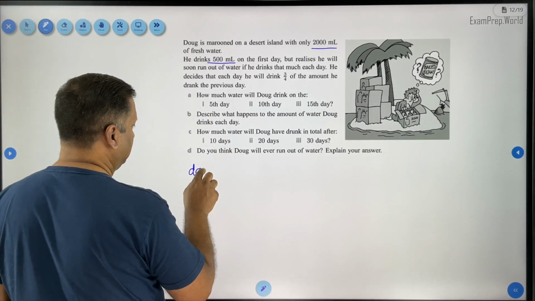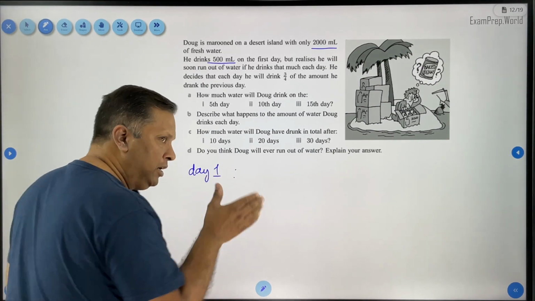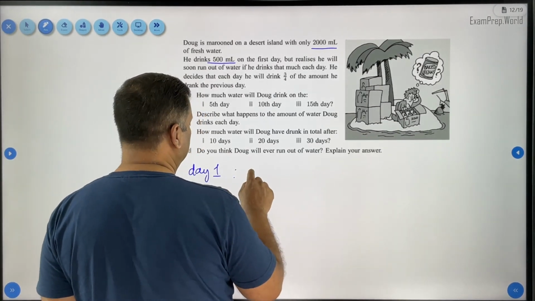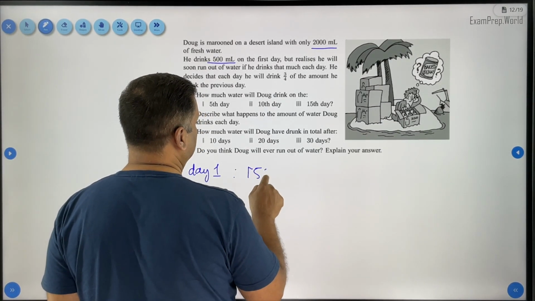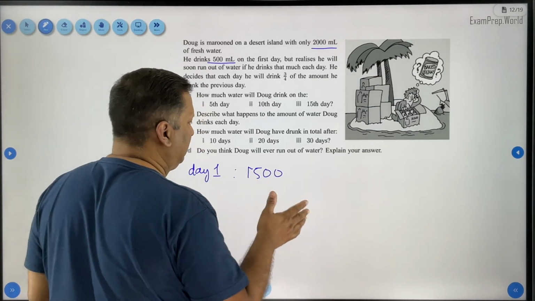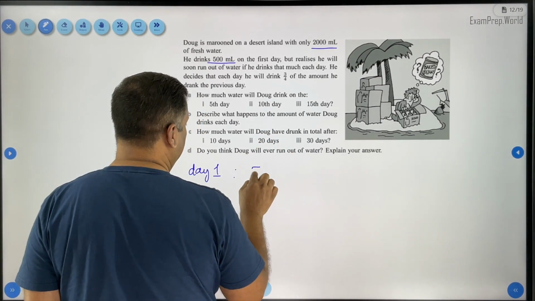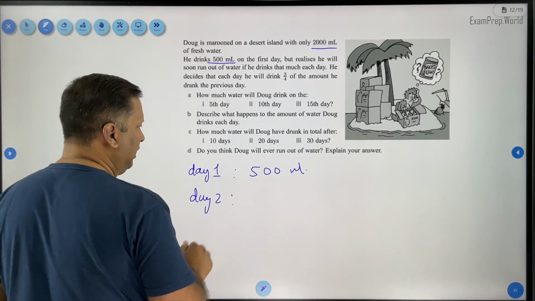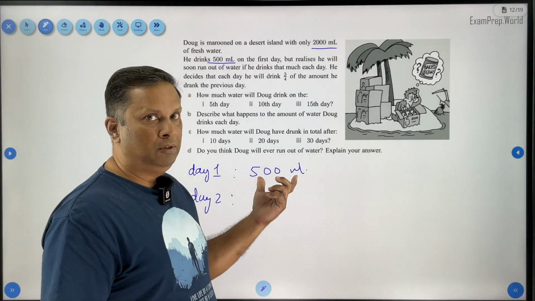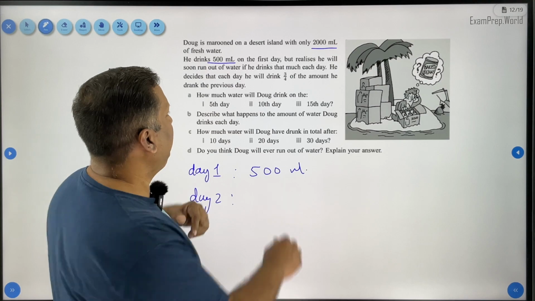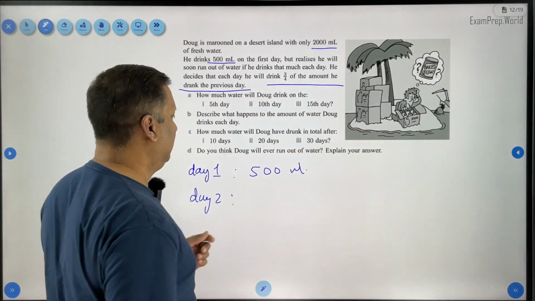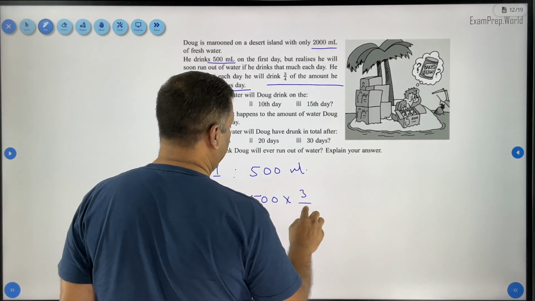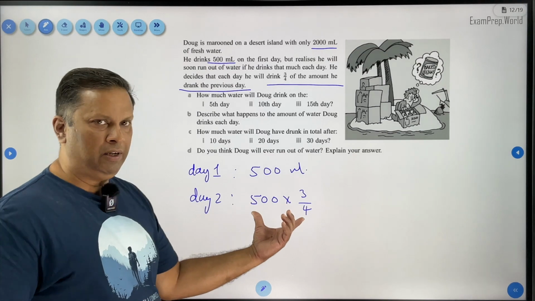So let us write this whole story. On day 1, at the end of day 1, he is left with, he started with 1500 ml. Because he is drinking away the water, let us calculate on drinking away. He drank 500 ml. On day 2, what did he decide? He will drink 3/4 of 500 ml, right? Not what is left. He will drink 3/4 of the amount he drank the previous day. So 3/4 of 500, okay? So which is how much he drank? 500 into 3/4.